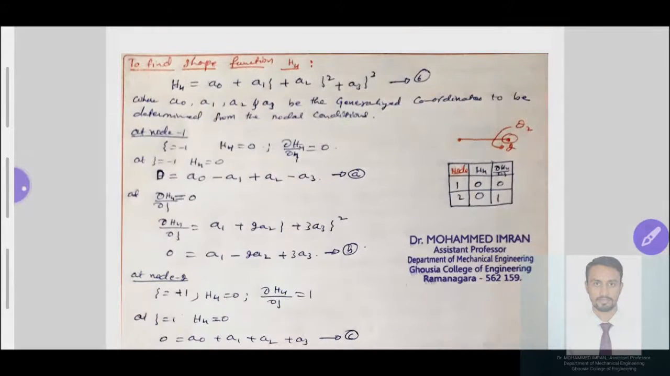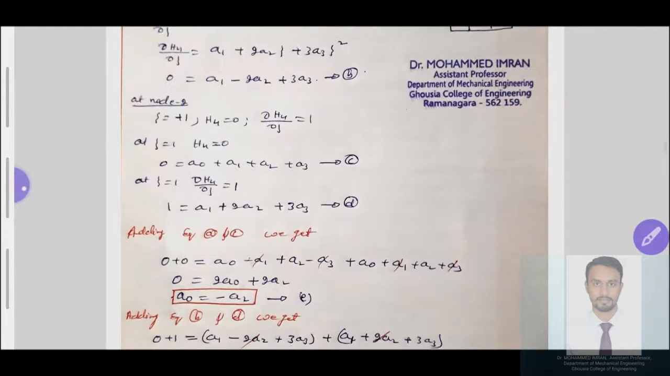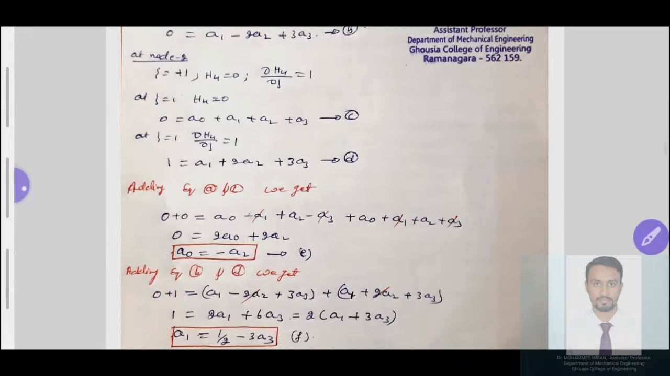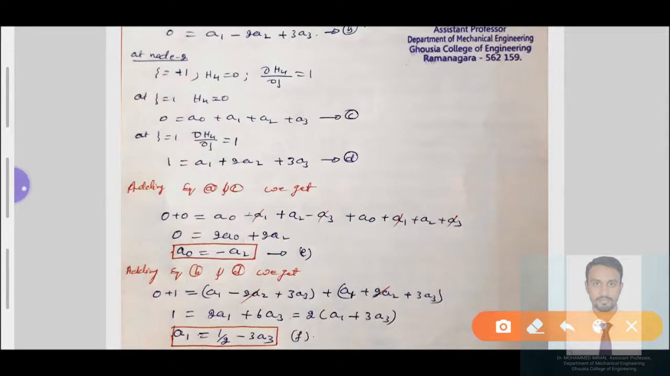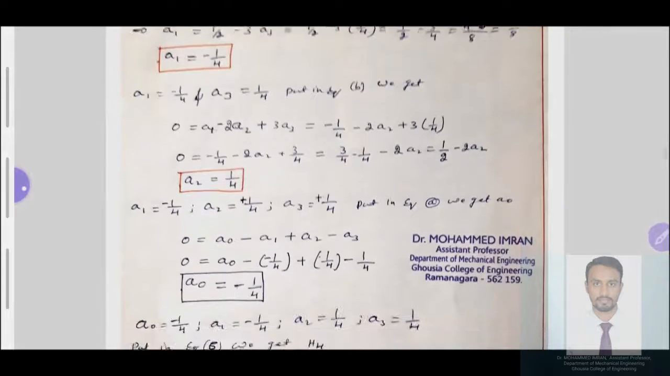Similarly, find out the Hermite shape function for theta 2. We have the same equation, only we have a 0 here and 0 here. Same equation number B. Apply the boundary condition. Again we have this. In the previous equation we got 1, but here it is 0. Again in equation number D we got this 1, right? So then add equations A and C, B and D. We get some equations, substitute those values in the equation, and rearrange that.